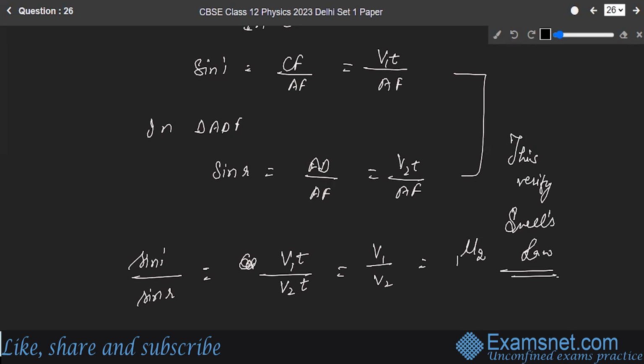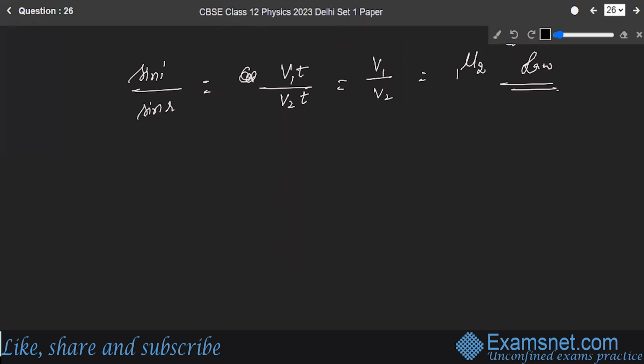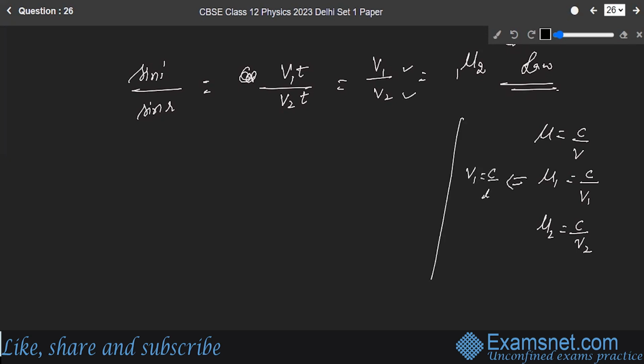Hope you are clear with this. Let's move to the next question then. Students, here I would like to clarify once more that refractive index mu is equal to C upon V. So if I take the velocities V1 and V2, this will be mu1 is equal to C upon V1 and mu2 is equal to C upon V2. From here you will have V1 is equal to C upon mu1, and V2 is equal to C upon mu2.